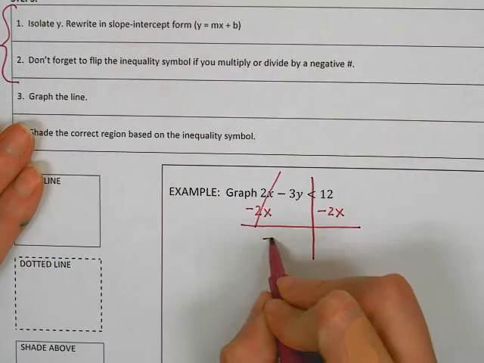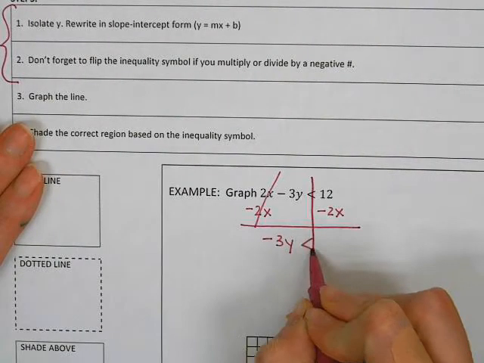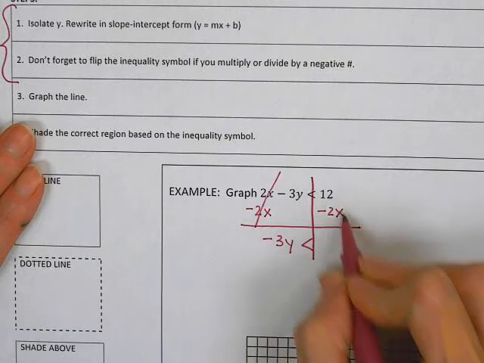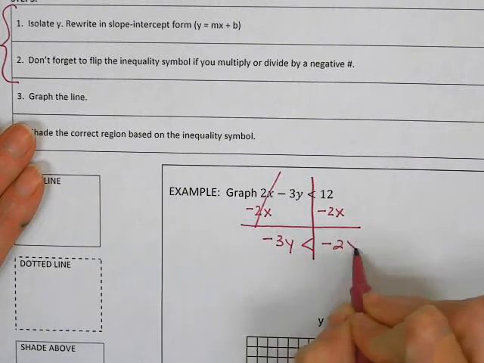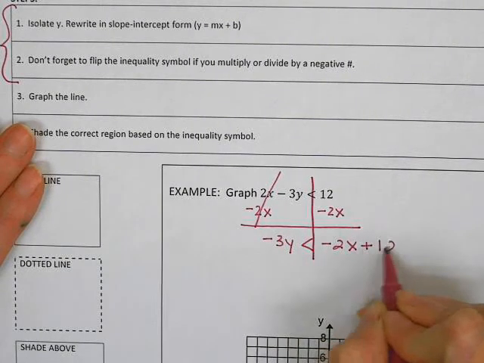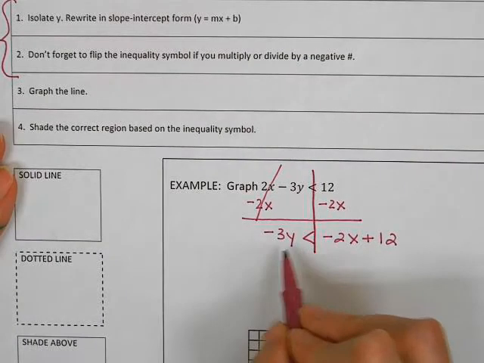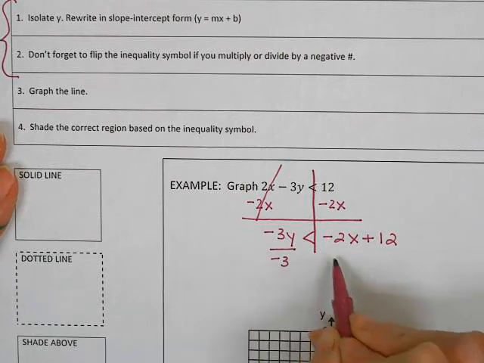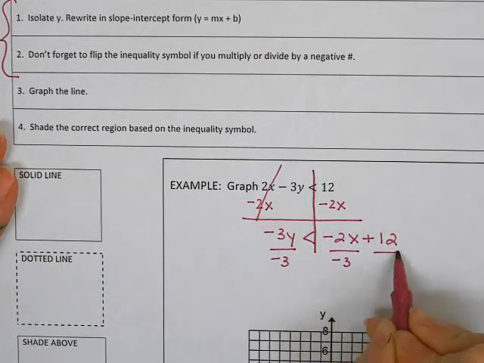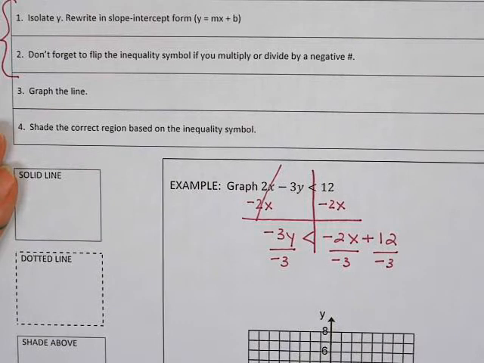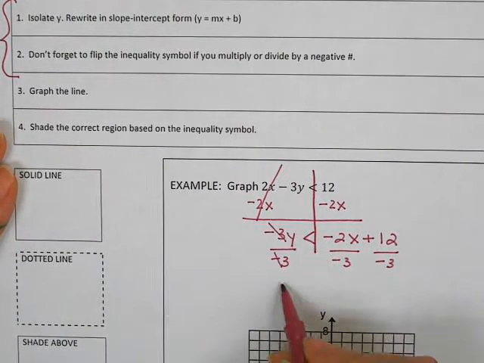And then you're left with negative 3y is less than. And then I'm going to switch the order and write negative 2x plus 12. All right, and then we're trying to get y alone. So to undo multiplying by negative 3, we divide every single piece by negative 3. All right, and then simplify. These cancel. We have y.